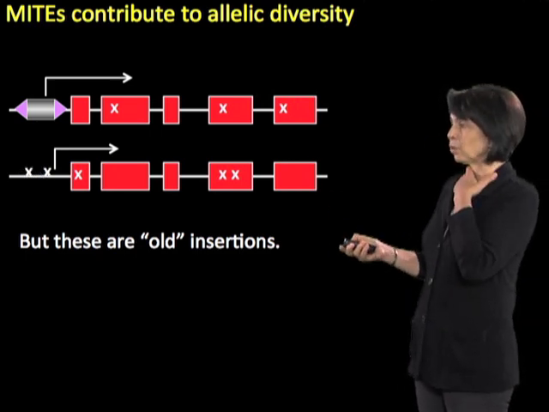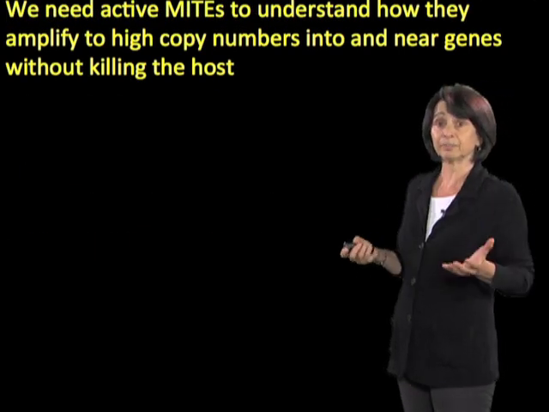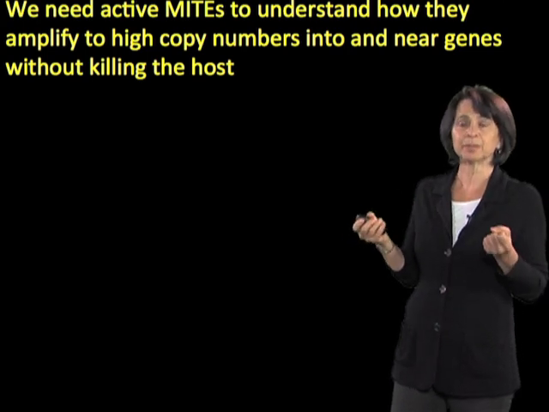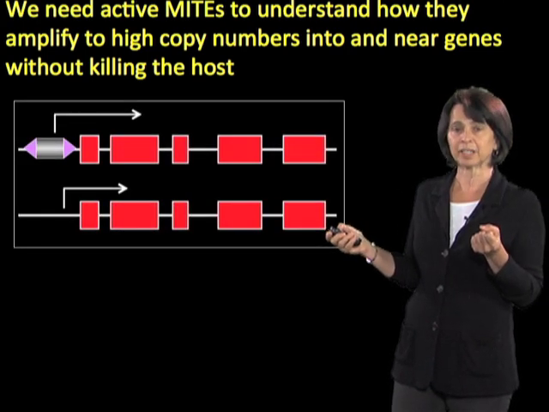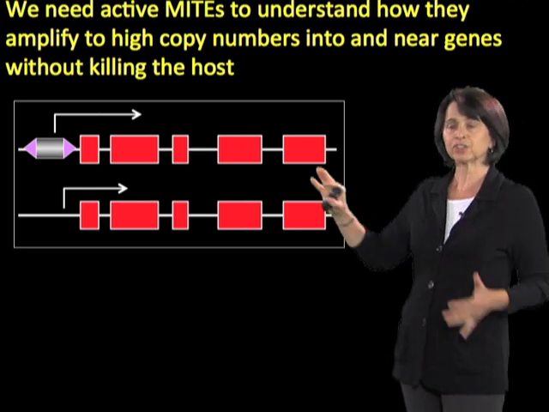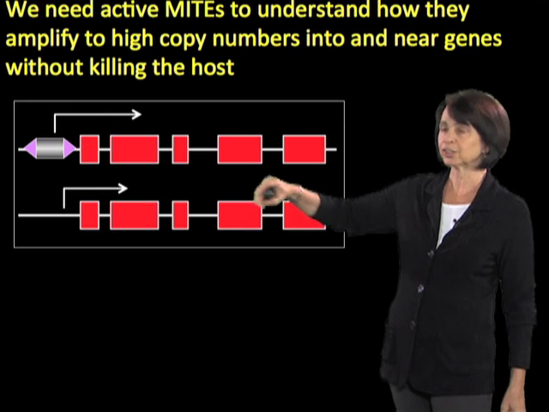So as I said, these are old insertions. Okay? So what we need are active mites in order to understand how they actually amplify, and we need to catch them in the act of increasing their copy number. So what we need is a situation like this, and I'm going to come back to this later, and that is two genes that differ only in the presence or absence of the mite.